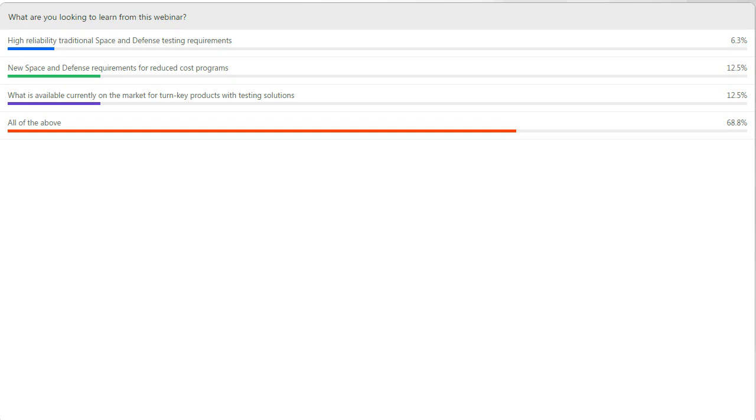And we know that recently in the market, with COVID and the things that have been happening, lead time and availability of products is a major concern. So we'll address some of that as we go through the presentation, and we'll start out with the traditional high reliability space and defense testing requirements, and we will kick that over to Tim Meehan.